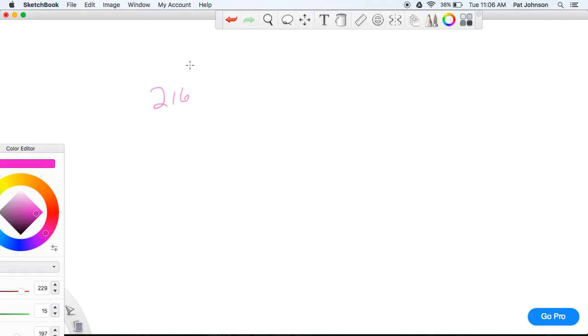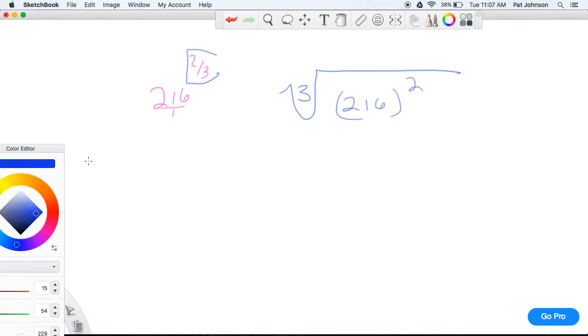Evaluate 216 to the 2/3. Well, we need to make sure the exponent is positive. It is. If it's negative, we would take the base of 216 over 1 and change it to its reciprocal. But it's positive, so we don't need to do that. So we have a fraction, so I'm going to have a radical sign. My index is the denominator, 3. My base is 216, and my exponent is 2. So this is the same thing as saying the cube root of 216 times 216, because isn't that what 216 squared means? So I need to prime factor it out.